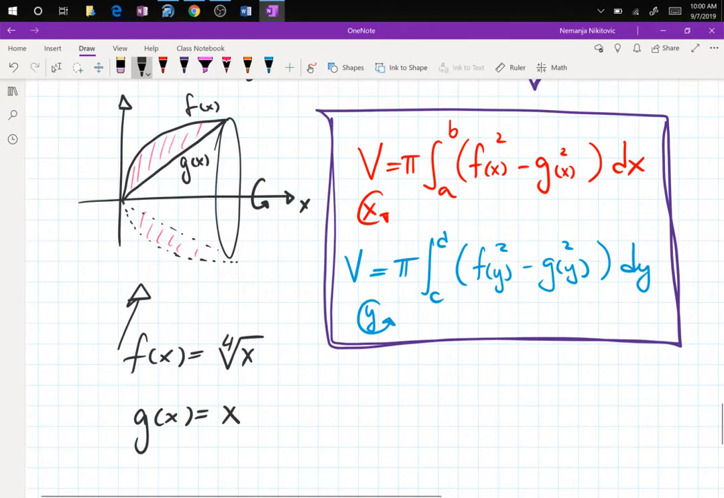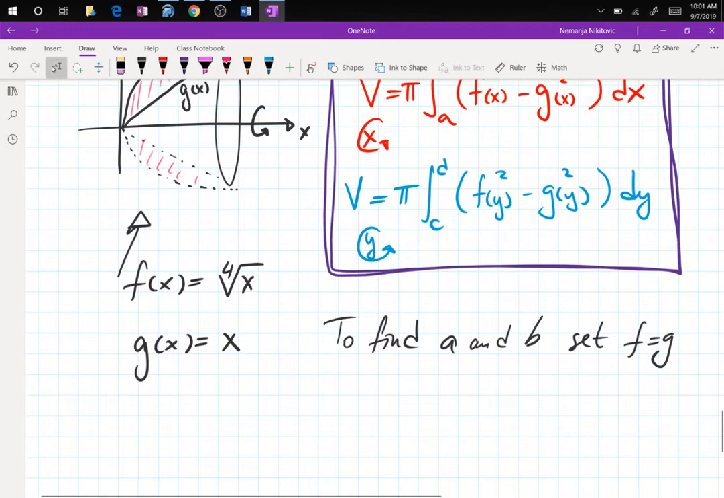So, when we learned the area between two curves last time, I told you have to set two equations equal to each other and calculate A and B. Well, that stays the same now. So, we have to set these equal to each other to get A and B, and then plug everything in a formula and go from there. To find A and B, set F equal to G. All right, let's go. 4th root of x equals x.